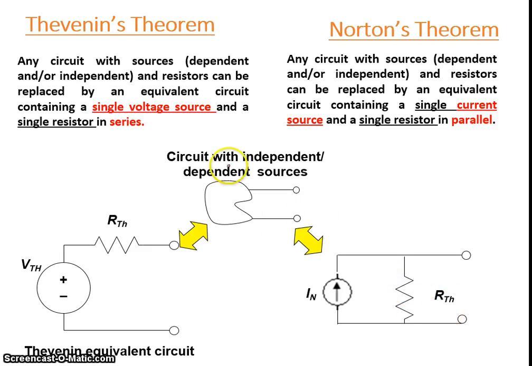So both Thevenin's theorem and Norton's theorem aim at reducing the complexity of the given network in the form of a voltage source in series or a current source in parallel with a single resistor, and then continuing with the analysis technique.